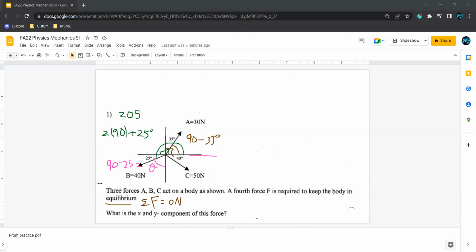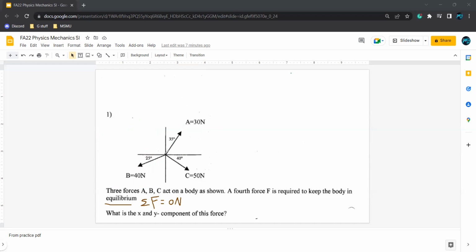And then you would do 3 times 90 minus your theta. That'll give you the same answer as this 205, but this one's faster. And honestly, I prefer just using the angle that is there and just knowing that it's going to be positive or negative depending on the direction, which is what I'm going to do right now.